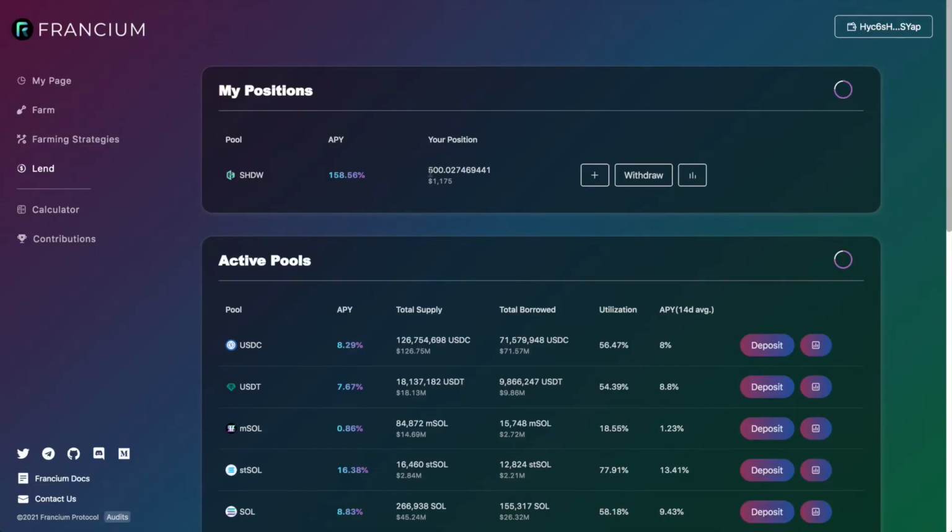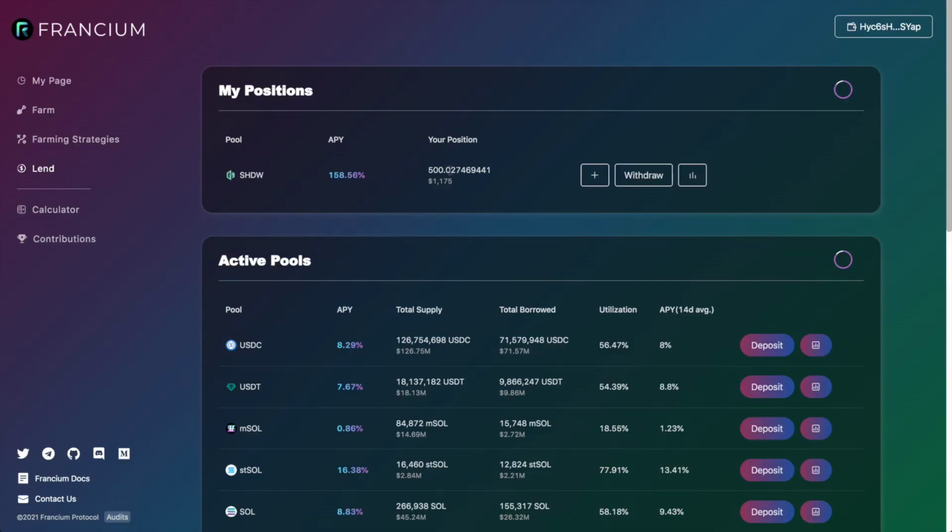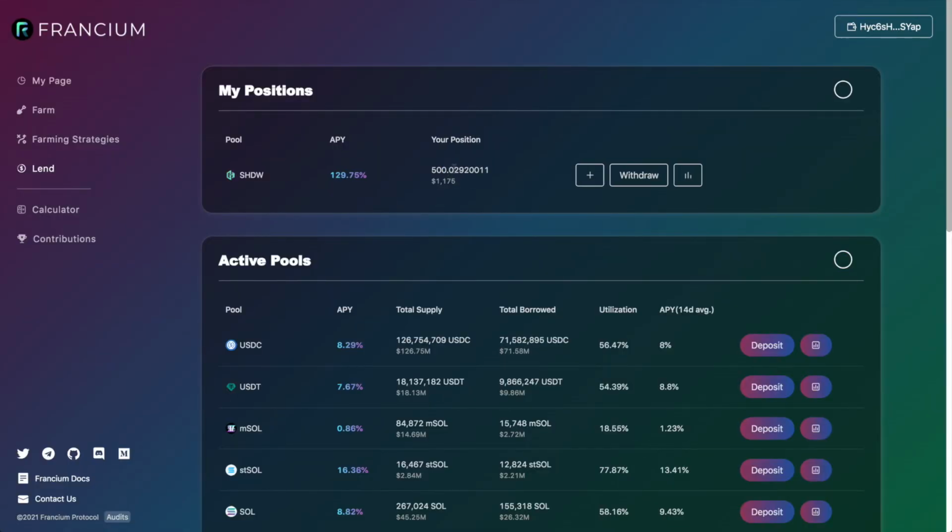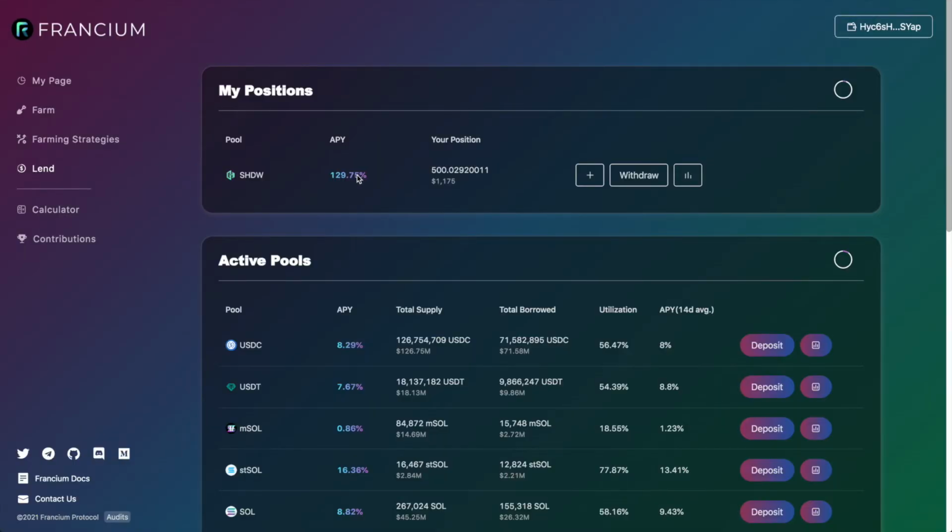I have 500 Shadow tokens in here, and I'm earning 158% interest. So you can see I've already accumulated some extra. I deposited 500, and you can see I've already started accumulating more. I did this an hour ago, but I've already started accumulating more Shadow tokens. You can see that just went up. It auto refreshes every so often, and you can see the APY just dropped to 129%. So I did some here.